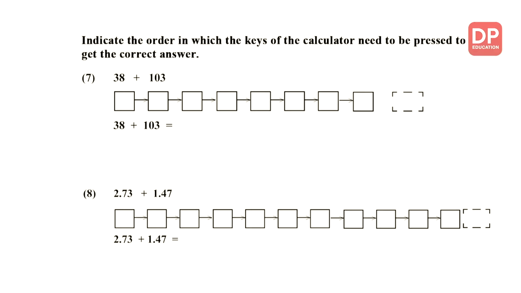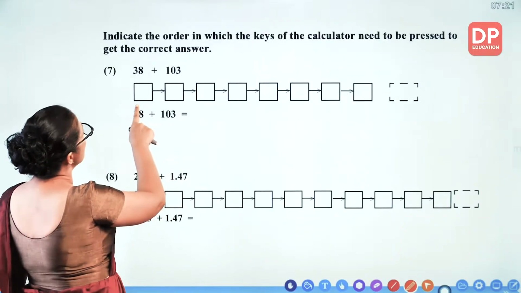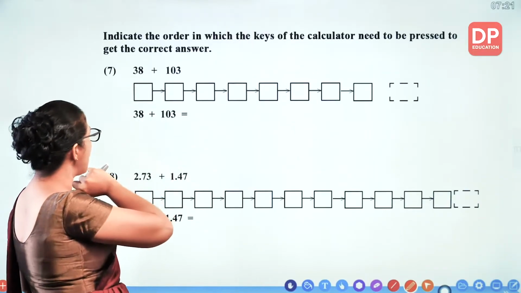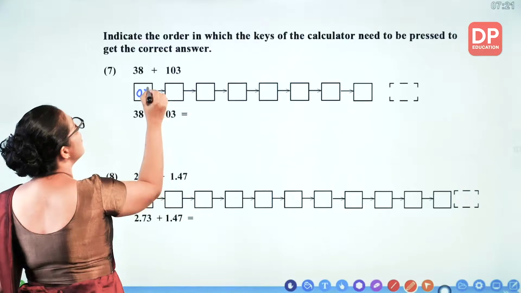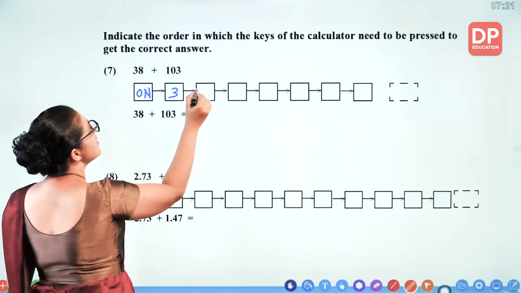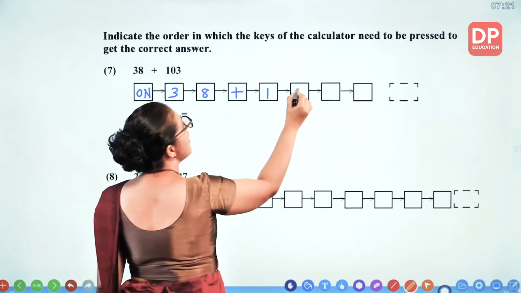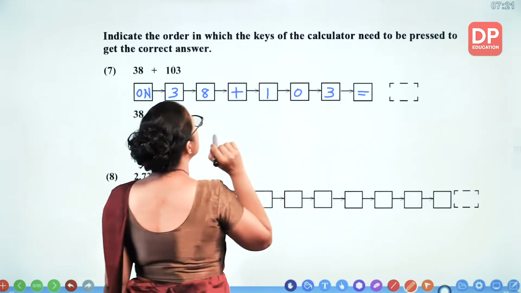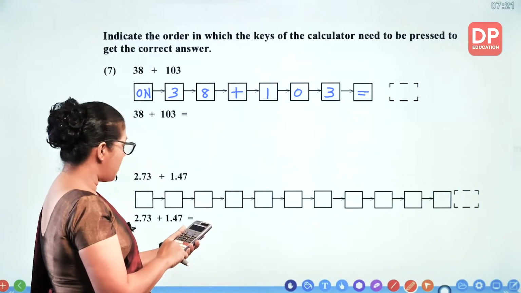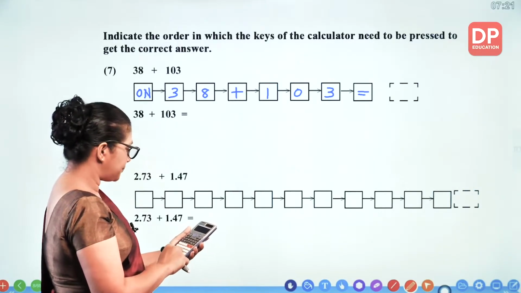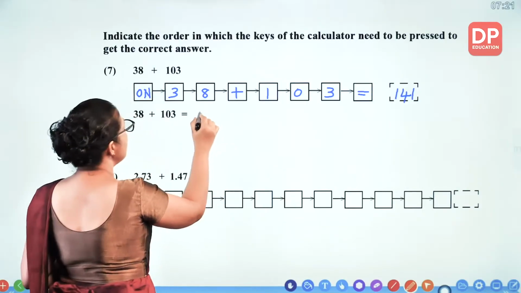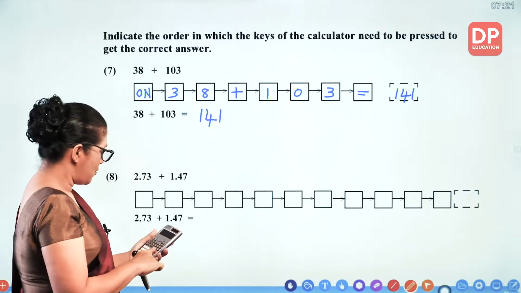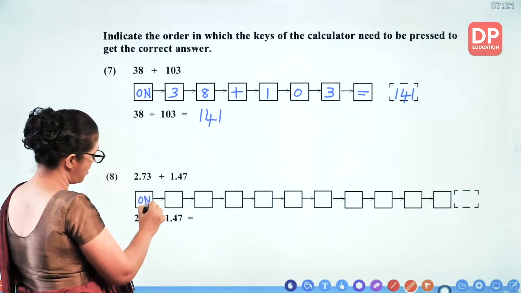Indicate the order in which the keys of the calculator need to be pressed to get the correct answer. This one, 38 plus 103, that's addition. You can just do it the normal way: on, 38 plus 103, then equals. So what's the answer? 38 plus 103 is 141.